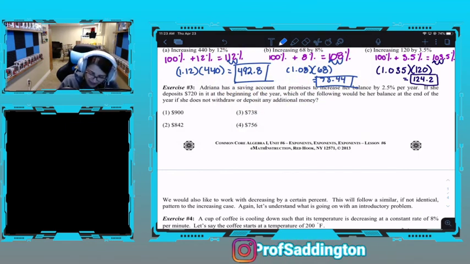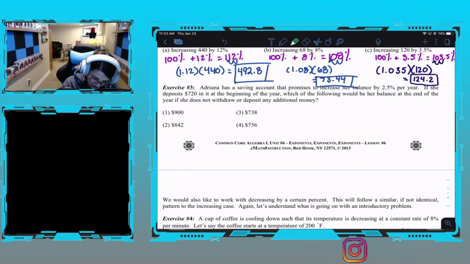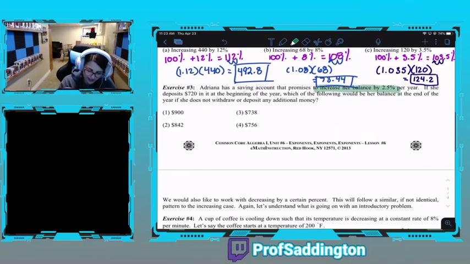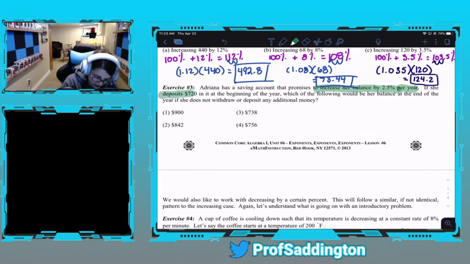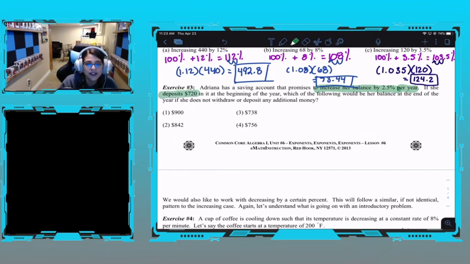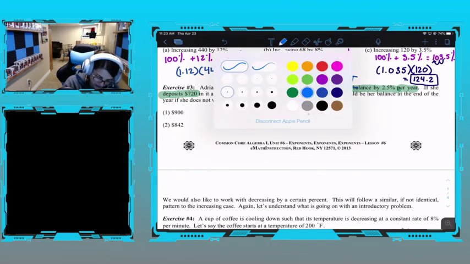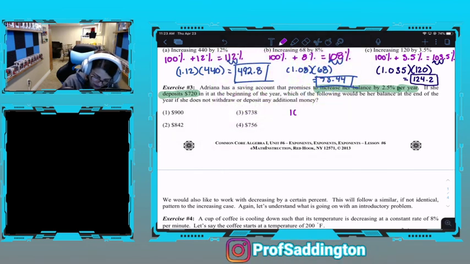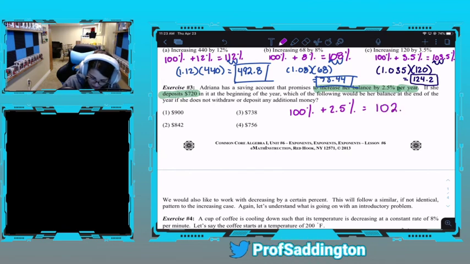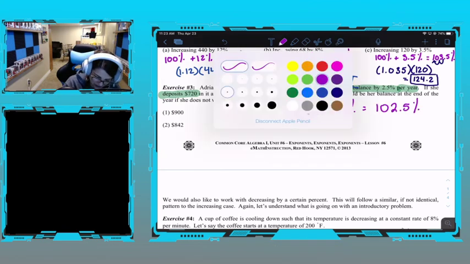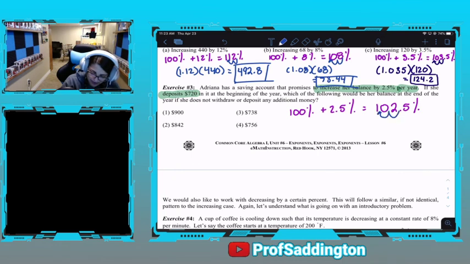Adriana has a savings account that promises to increase her balance by 2.5% per year. That's nice. If she deposits $720 at the beginning of the year, which of the following would be her balance at the end? So, remember the original we start with is always going to be 100%, and we're increasing, so I'm going to add it to that 2.5%. So we're really looking at 102.5% from what we started with. Then we move our decimal over twice.